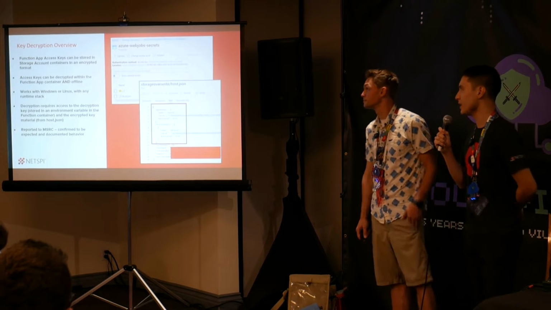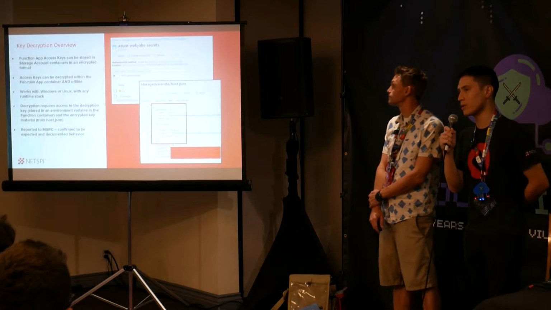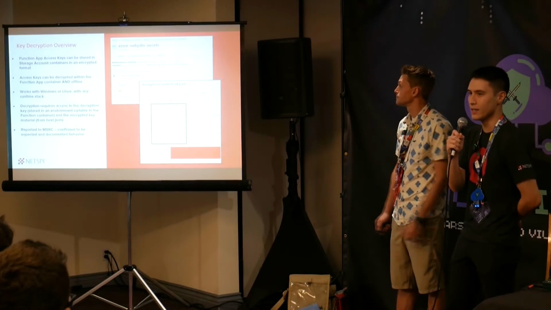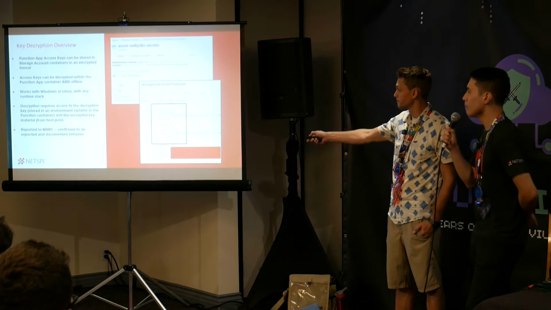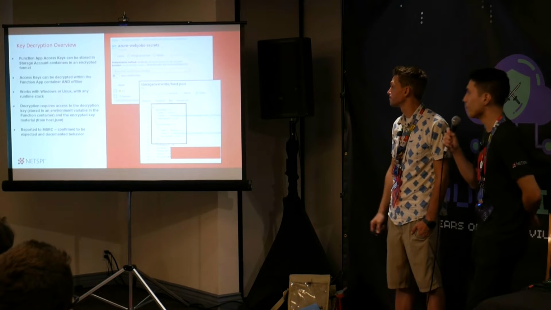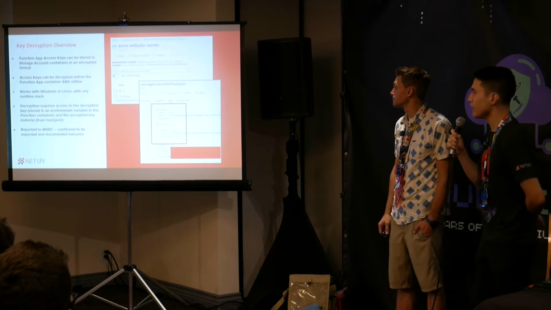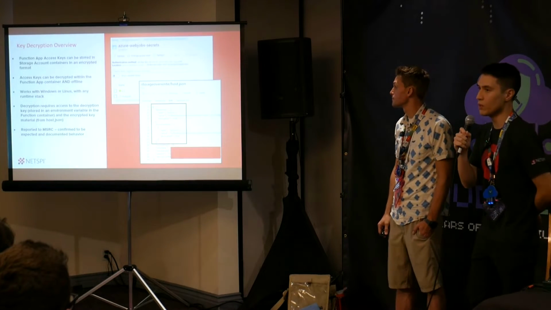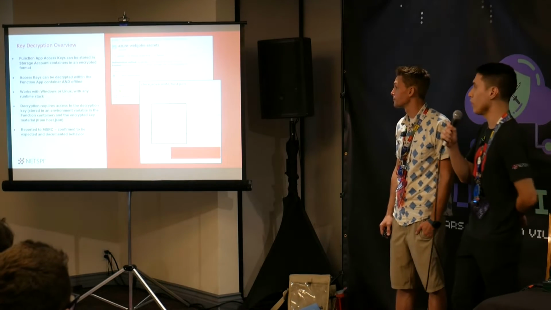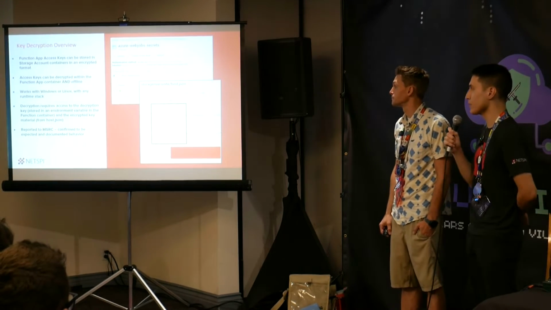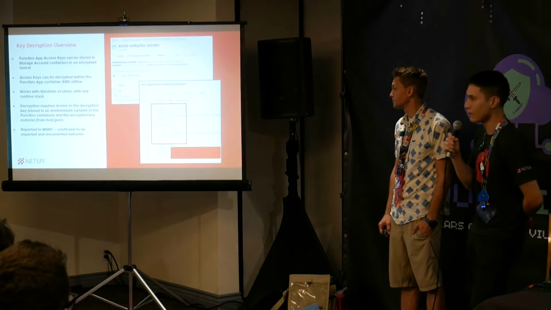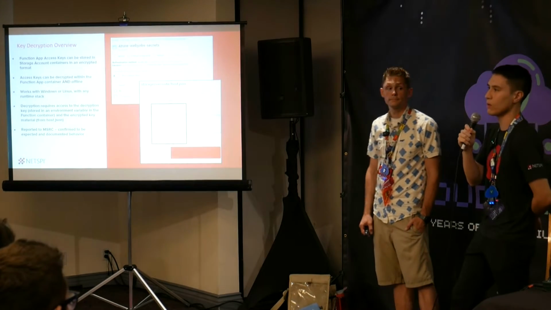So that brings us to key decryption. When we're talking about key decryption, we're talking about decrypting the access keys. So your master, system, and kind of function level keys for your function app, right? And the interesting thing here is that those access keys can be decrypted within the function app container runtime while you're running triggers and offline. This works with Windows or Linux with any runtime stack. So it doesn't matter if it's Python, PS Core, or anything like that.